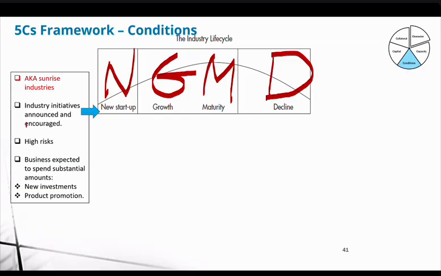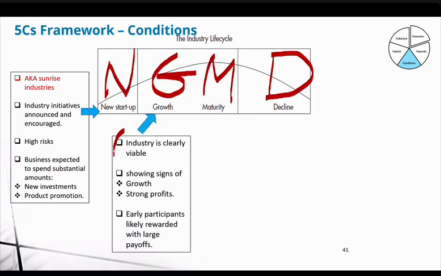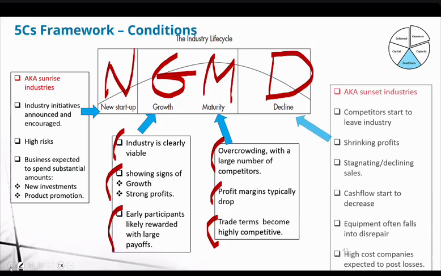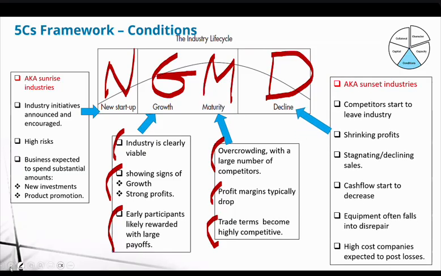N, Sunrise Industries, is a new startup. Their initiatives are announced and encouraged. They take high risks. G, the growth stage, is where the industry is clearly viable, showing signs of growth and strong profits. Early participants are likely rewarded with a large payoff. M is overcrowded, with a large number of competitors and dropping profit margins. Trade terms become highly competitive. And the last one here is D, the sunset industry. Competitors start to leave the industry, with shrinking profits and stagnating, declining sales. Cash flow starts to decrease. Equipment often falls into disrepair, and high-cost companies expect to post losses.